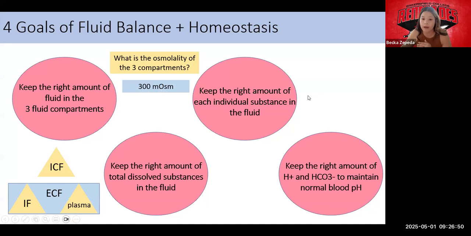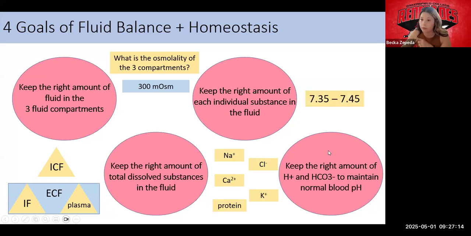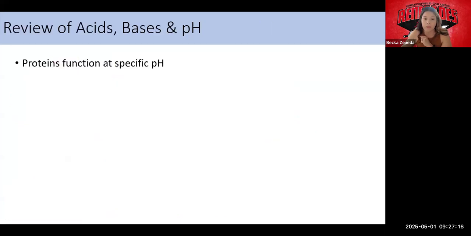And then we're going to keep the right amount of each individual substance in the fluid. So look at your table from Fluid Balance 1 and make sure that you know the different concentrations for sodium, calcium, potassium, chloride, and protein. And then the normal blood pH range should be between 7.35 and 7.45. And we'll talk a little bit more about that in this lecture.